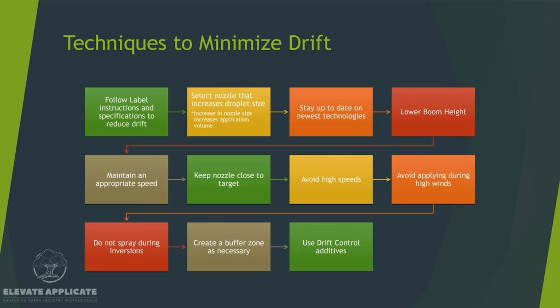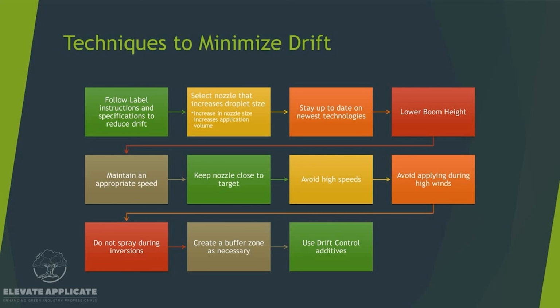All right, so let's talk about some techniques to minimize drift. I think we've touched on this previously, but with this being the last chapter, the book really wanted to drive it home, so we're going to go into it. You want to follow the label instructions and specifications to reduce drift. First and foremost, the label will tell you if it's really prone to drift or what to use, if there's any specific additive. You want to select a nozzle that increases the droplet size. Remember, increasing the nozzle size increases application volume, so you'll be putting down more material.